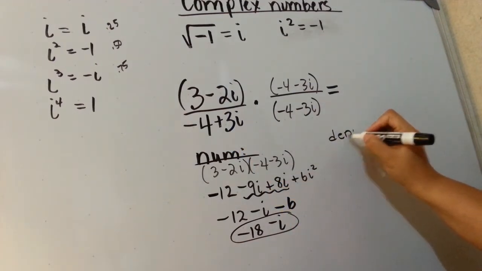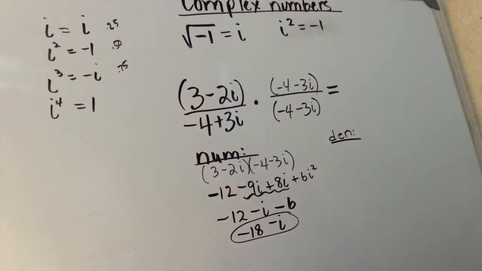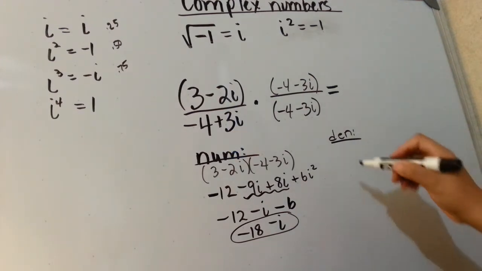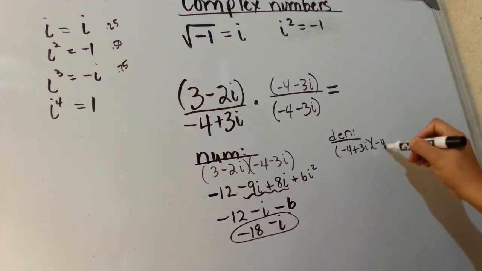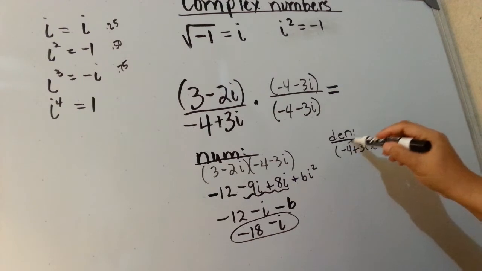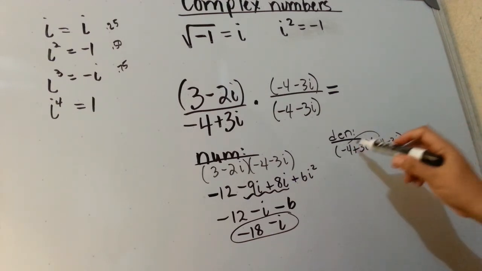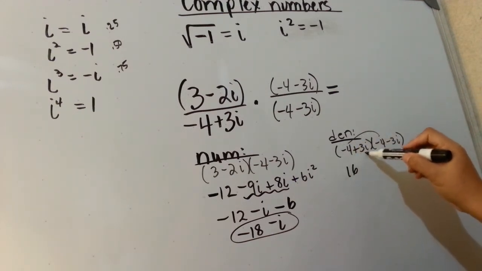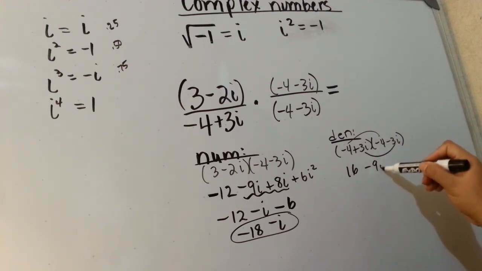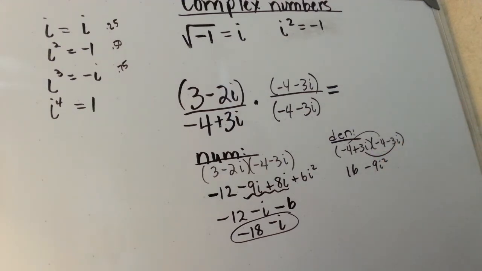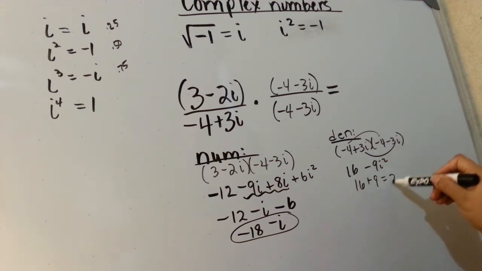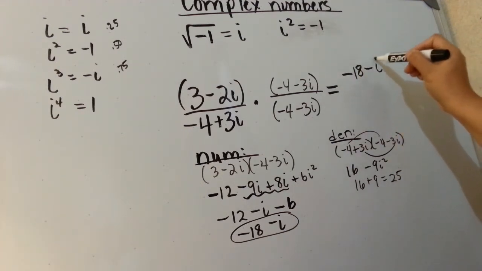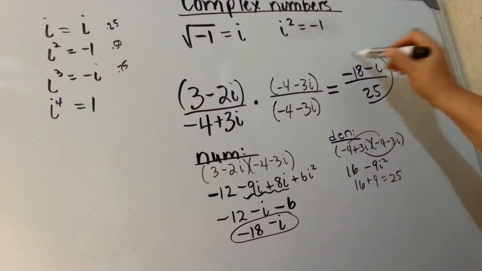The denominator. The denominator are conjugates, right? So I'm just going to multiply the tops. Negative 4 times negative 4 is 16. And the bottom is minus 9i squared, in the imaginaries, I mean. i squared becomes negative 1, so this is 16 plus 9, which is 25. So my answer is minus 18 minus i over 25.